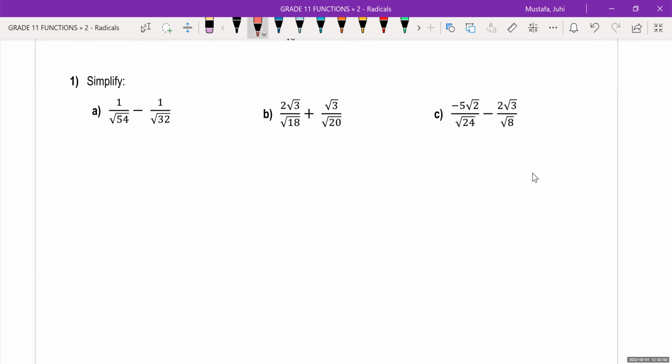For question number 1, again, first we're going to simplify root 54. What are 2 numbers that multiply to give us 54? So root 9 times root 6 minus, and then root 32. The best option would be root 16 times root 2. If you wanted, you can actually just do all of that in one step, but I'm going to rewrite it. So it's 3 root 6 minus 1 over 4 root 2.